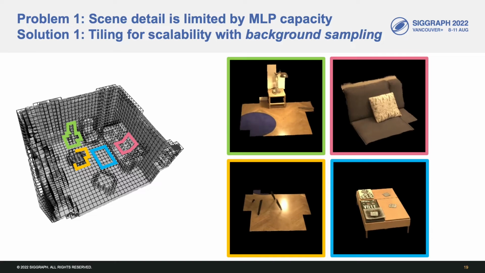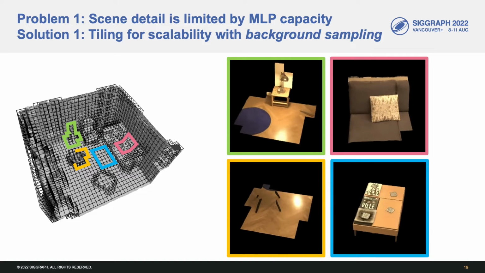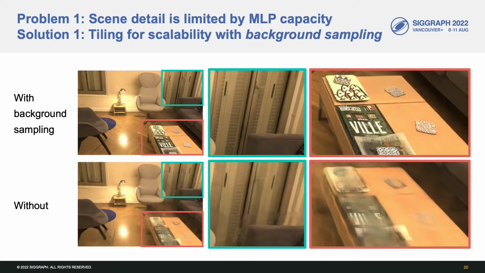Each tile is trained in parallel and then here rendered together as a group. Background sampling also improves reconstruction accuracy as it allows an individual tile to more easily disambiguate the location of radiance within the volume. Without background sampling, we see blurring from phantom volume density. With it, we see improved reproduction of the window shutters and the coffee table books.